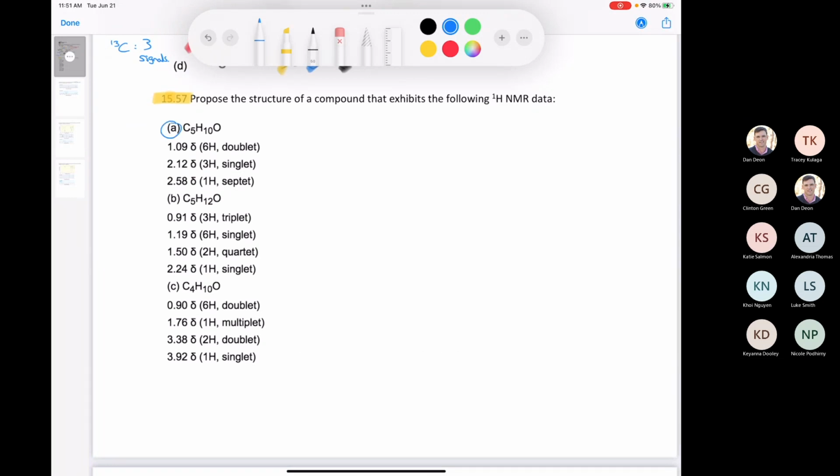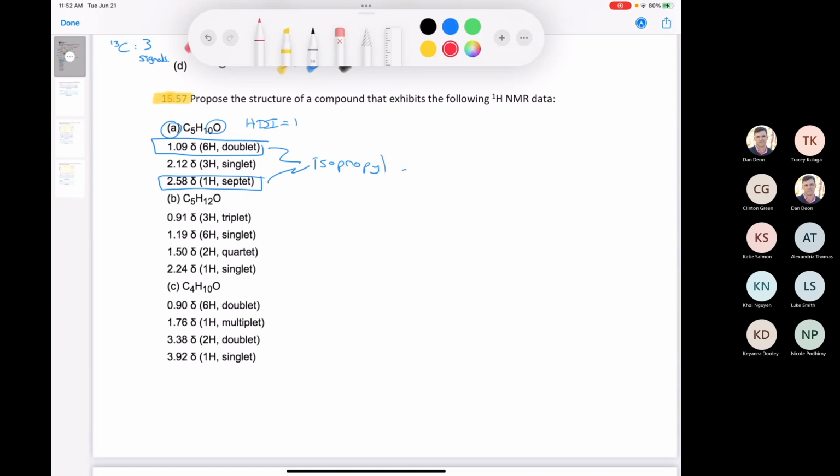If you look at A, this compound has an HDI equal to 1. There's no need to draw out the structure. If you have an HDI of 1 and you have an oxygen, then you must have a double bond, or you could have a ring, or it could be a carbonyl, something like that. But notice that we have 6 protons that are a doublet, and 1 proton that is a septet. That should be a giveaway that you've got an isopropyl group in your molecule.